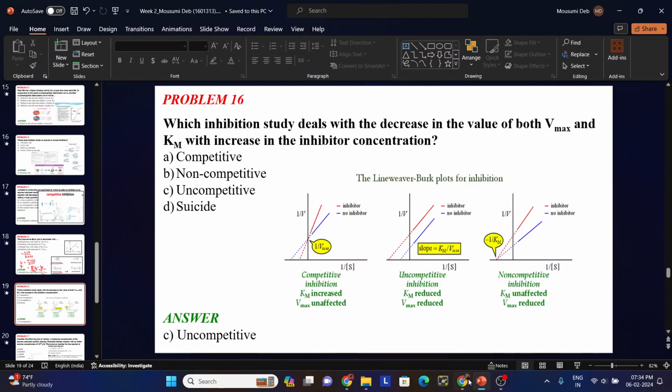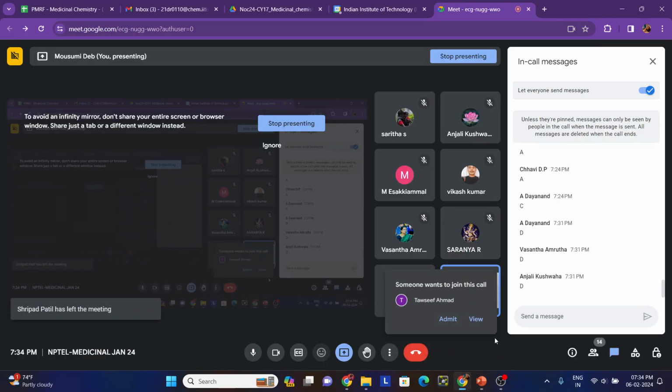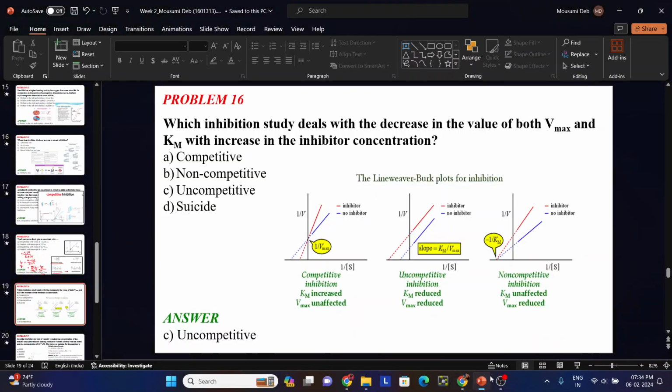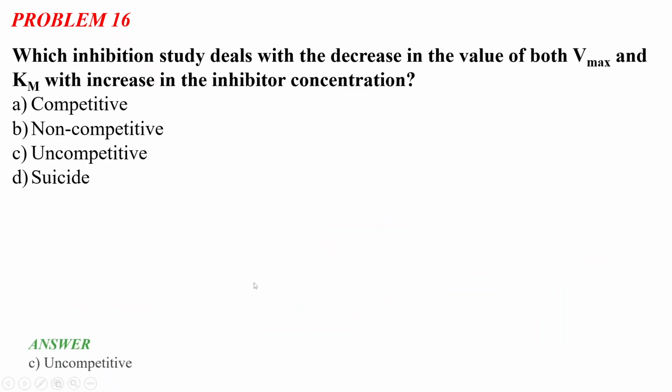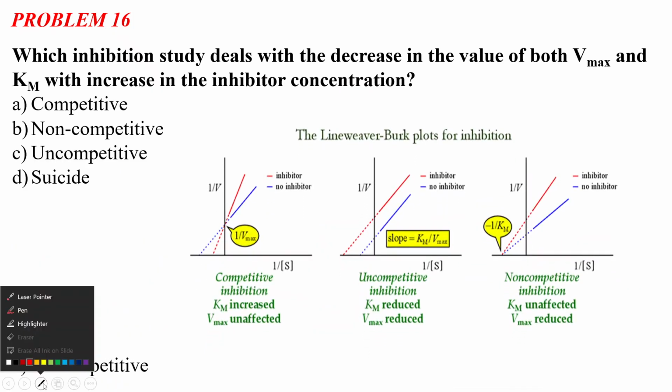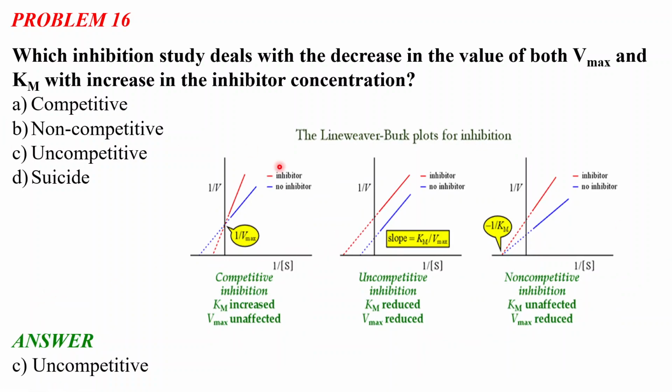Okay. So just remember how the Lineweaver-Burk plots look for different inhibitors, and if you remember these things, you can easily answer this kind of question. Okay.